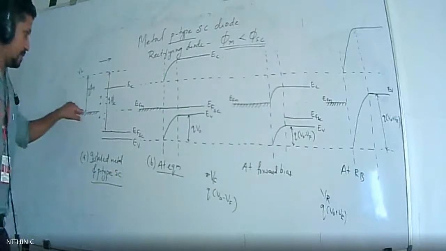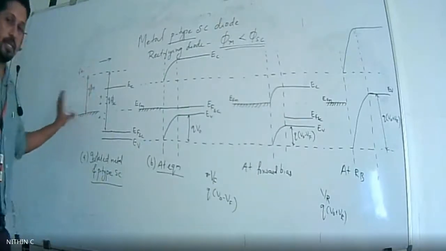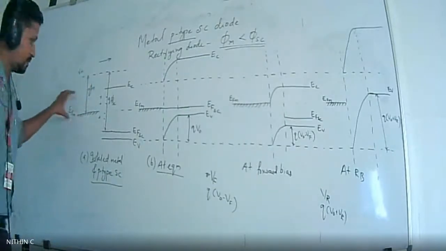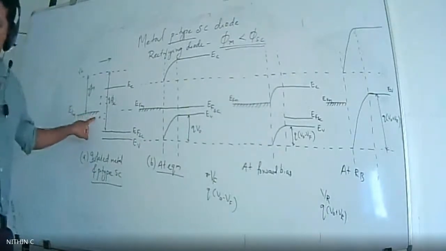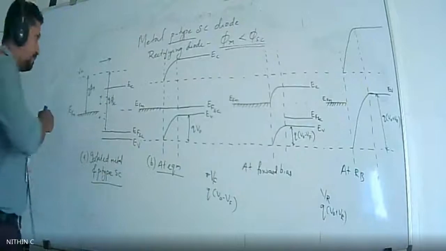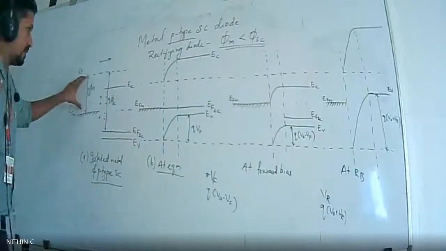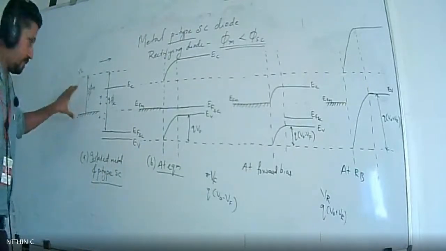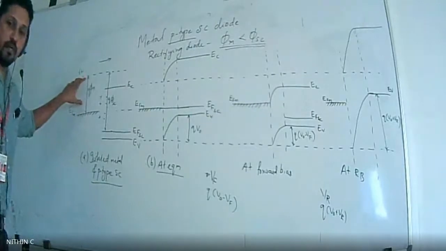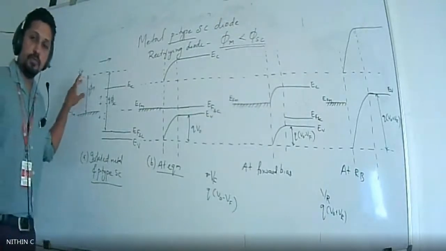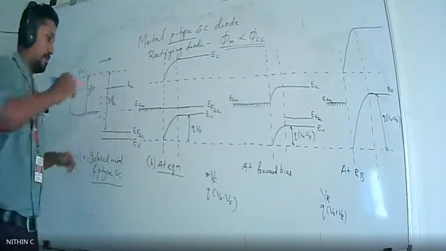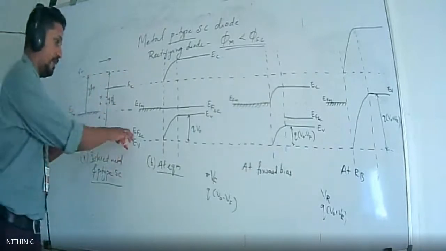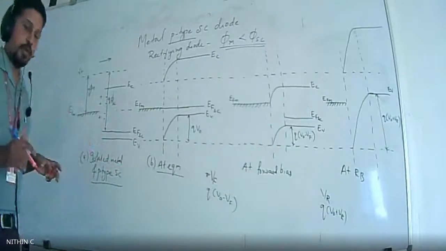So we have drawn the isolated metal and P-type semiconductor part. We have drawn the metal energy band diagram, which is represented by the Fermi level. And we have marked the difference in energy of the Fermi level from the vacuum level as Q phi m, which is called the work function of the metal. And then we have drawn the P-type semiconductor. We know that in a P-type semiconductor, EF will lie closer to the valence band. So we have drawn that.